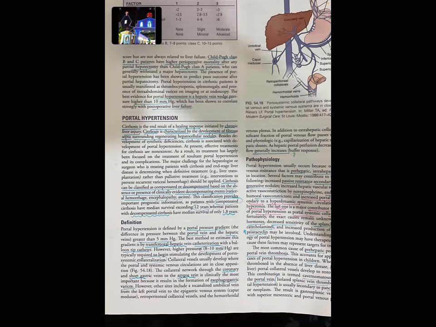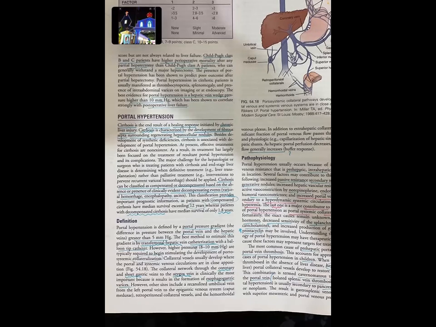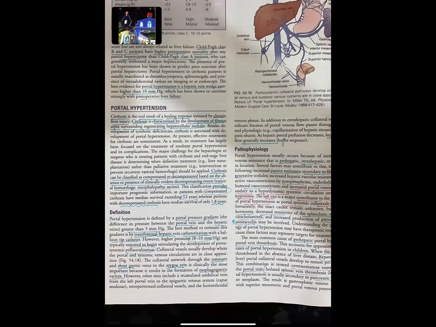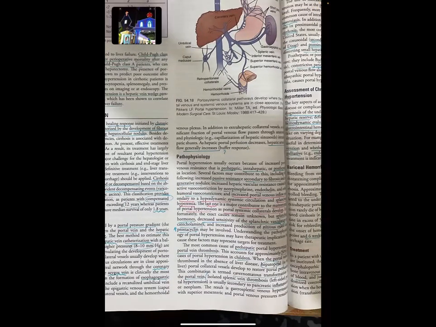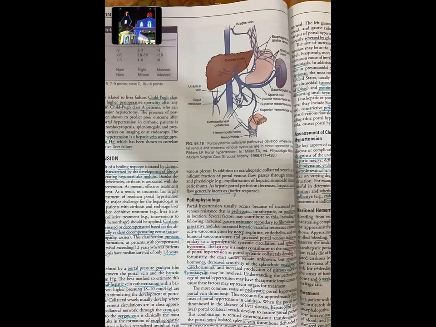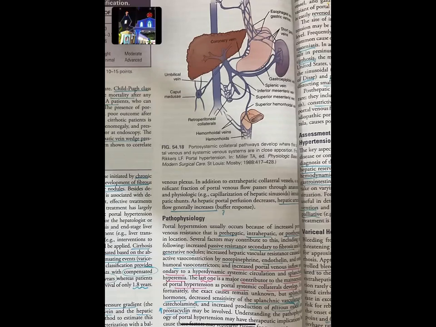However, higher pressures of 8 to 10 mm Hg are typically required to begin stimulating the development of portosystemic collateralization. And then they have given the normal portosystemic collaterals, like the lower end of the esophagus, umbilical vein, then hemorrhoids and so on. In this picture also they have given the portosystemic anastomosis.